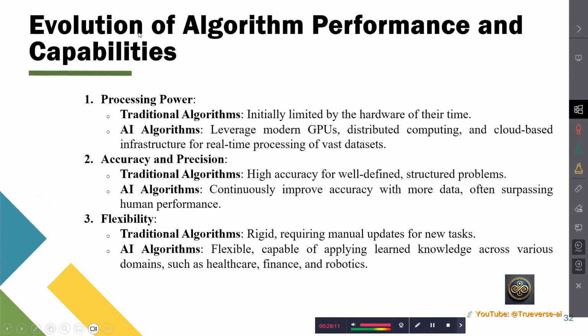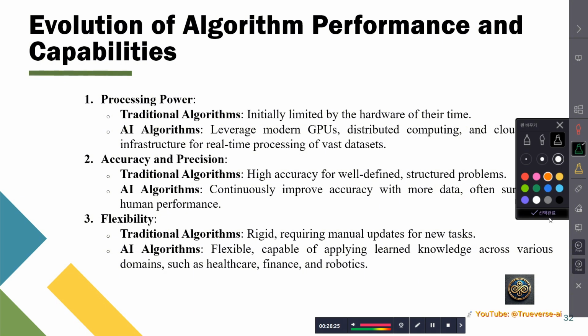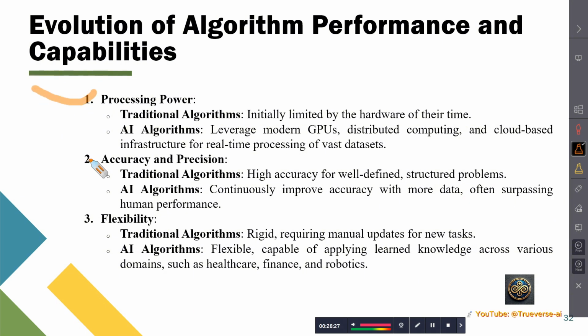Then if we see how the evolution of algorithms happened, the evolution is mostly in processing power, accuracy, and flexibility. This is what we see when we look at the history of algorithm progress.